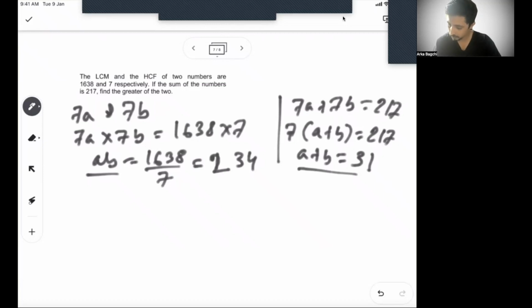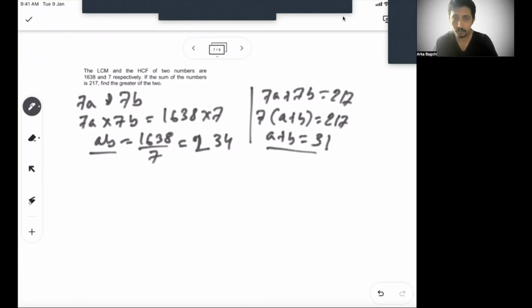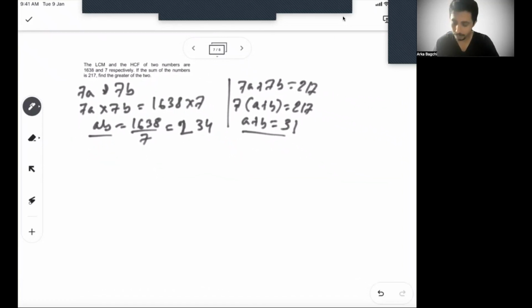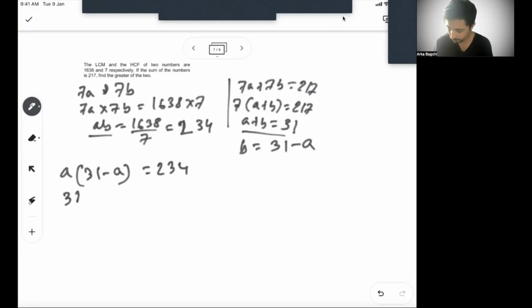From here I can write B equal to 31 minus A. Putting that back in AB, A into 31 minus A is equal to 234, or 31A minus A square is 234.